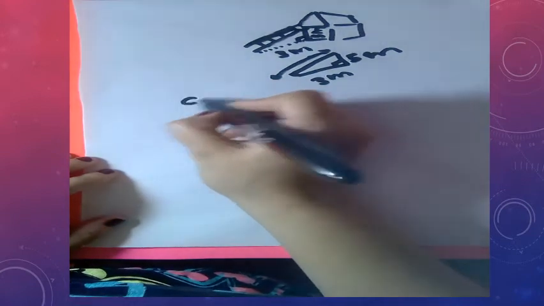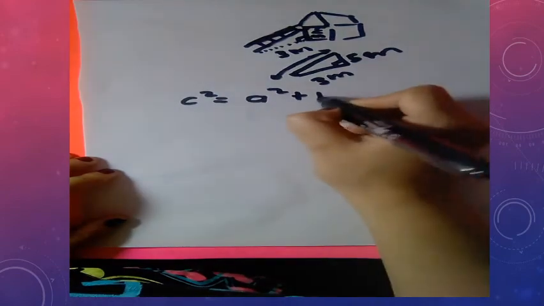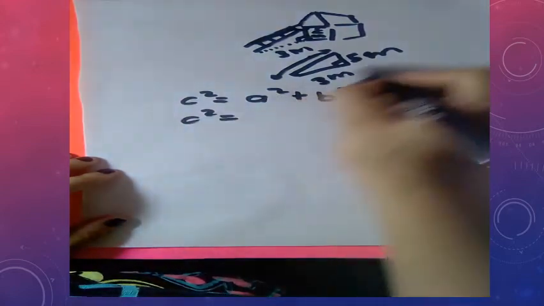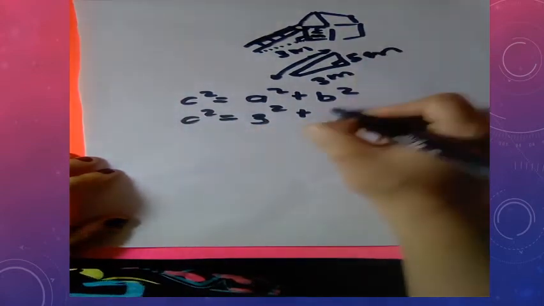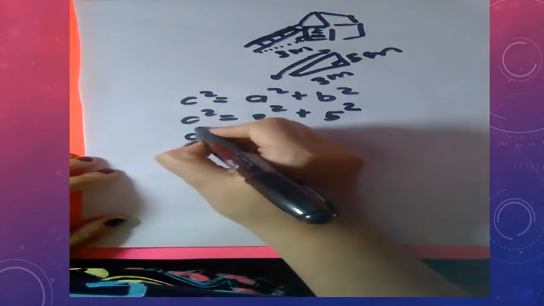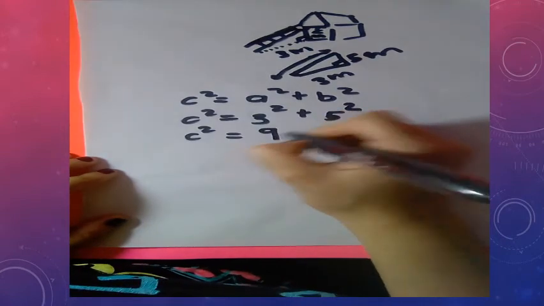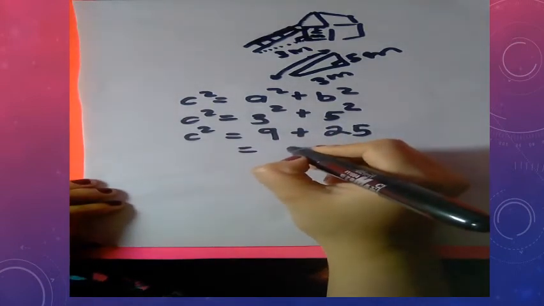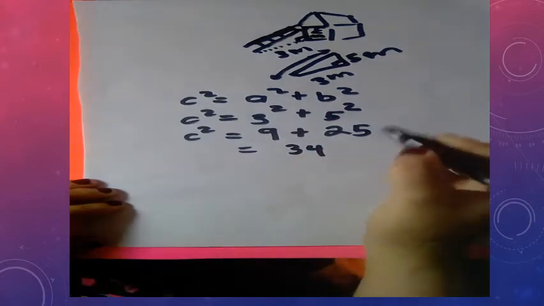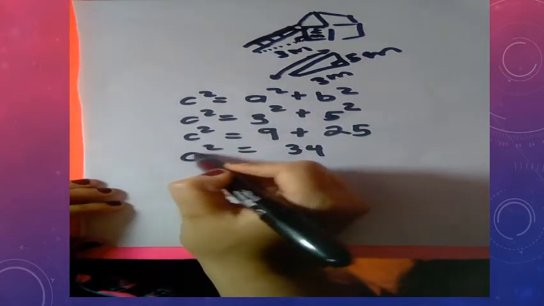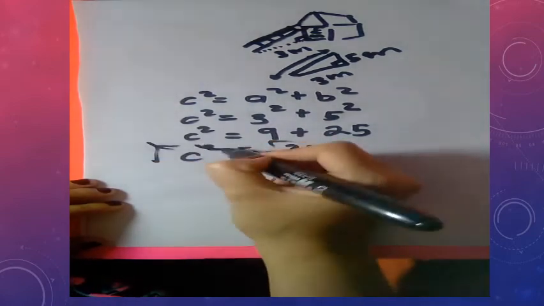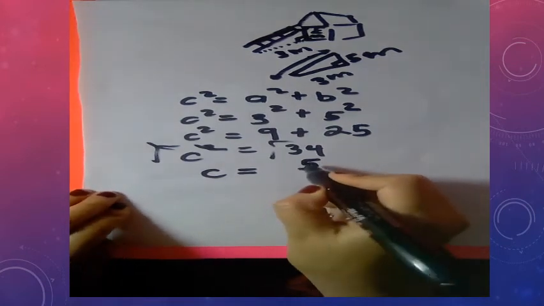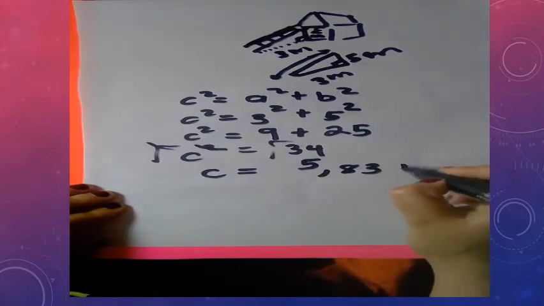So let's use our formula. C squared is equal to A squared plus B squared. C squared, which is what we are looking for, is equal to A squared, which is 3 squared, plus B squared, which is 5 squared. So C squared is equal to 3 squared, which is 9, plus 5 squared, which is 25. 9 plus 25 is 34. In order to isolate the C, we're going to square root both sides so that those two can cancel. So C is equal to the square root of 34, which is 5.83 meters.